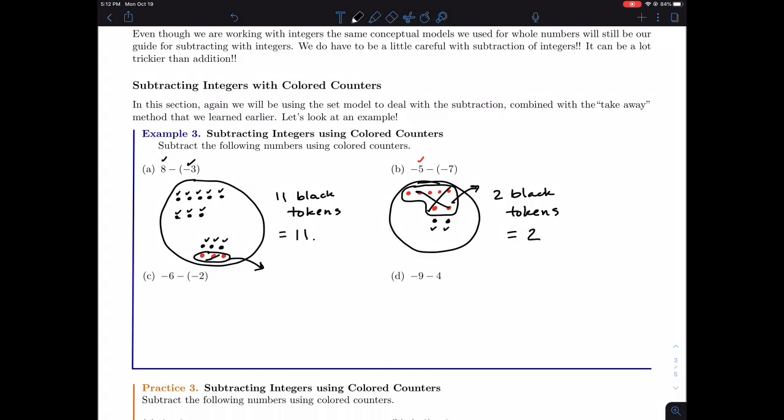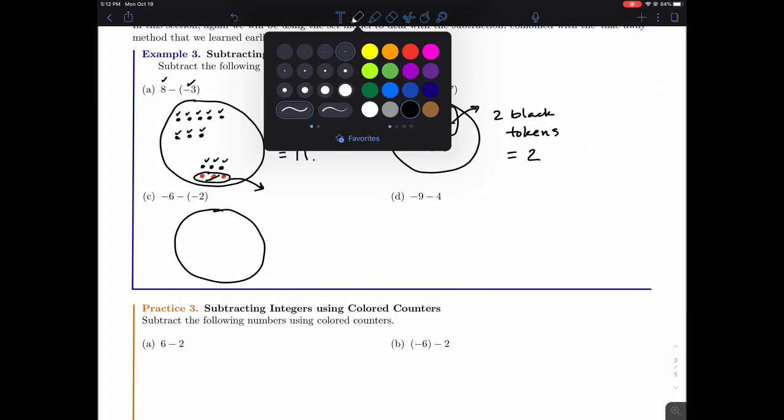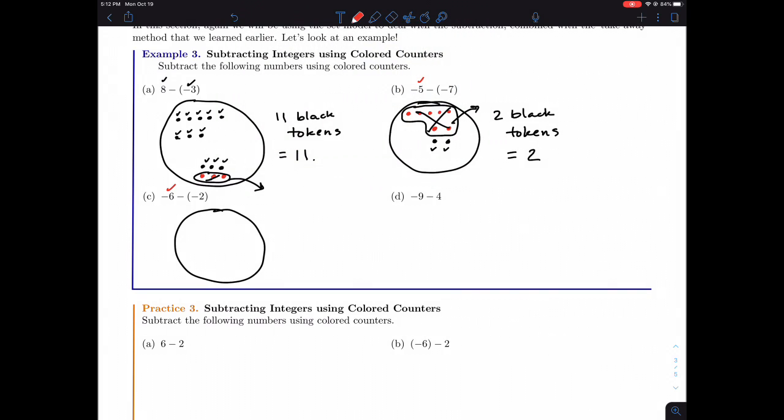All right. Everybody okay with this so far? All right, perfect. Let's look at part C real quick. Same idea, start off with our big circle. Since we start off with -6 first, let's draw our 6 red dots.